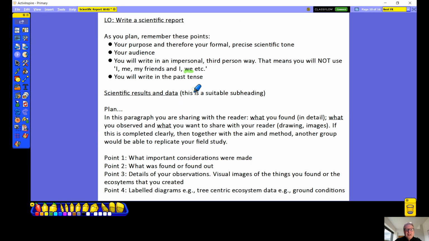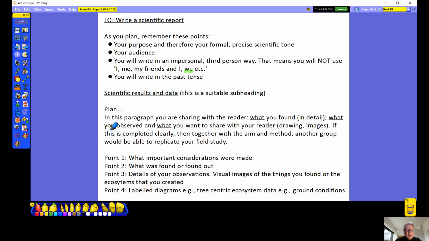So do go back, watch the videos on the previous 2 days, go back to your drafts and start to edit. For today, we've got scientific results and data. And I feel that this is a suitable subheading for this section.